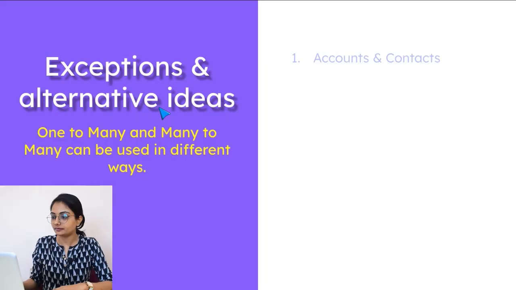So, this is all about relationships in CRM. We have seen how one to one relationship is managed, how many to many is managed, or one to many relationships is managed. Now, let us see some exceptions or alternative ideas. Here, we will be able to understand the alternatives for one to many and many to many relationships.